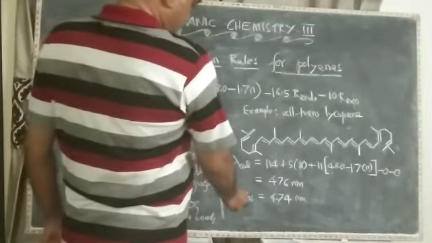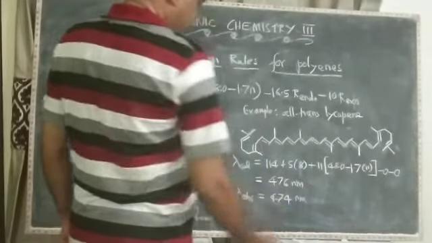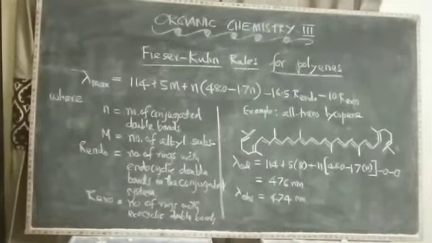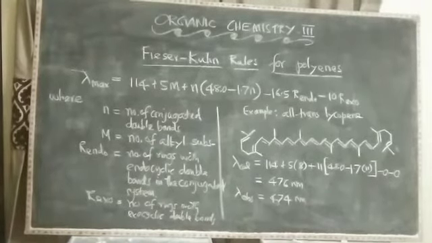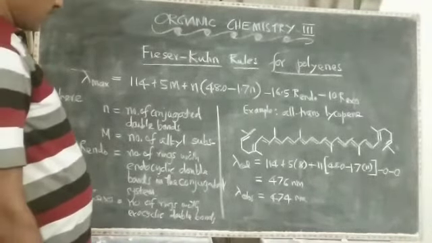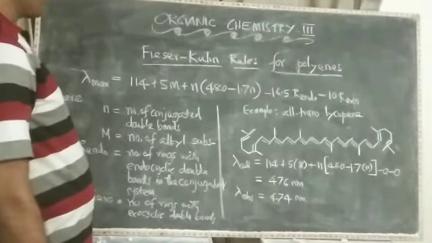The observed value for this compound is 474 nanometer. So we find that they are in close agreement. The lambda max calculated and the lambda max observed are in close agreement for this compound. So this is how the Fieser-Kuhn rules are applied for the calculation of polyenes.